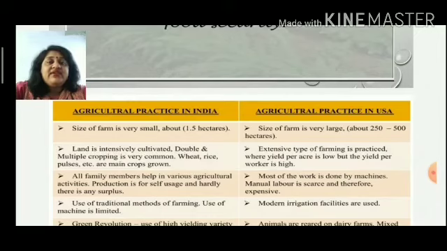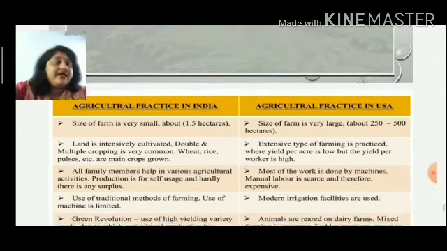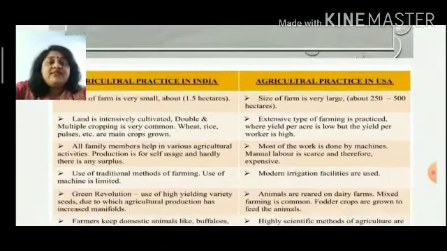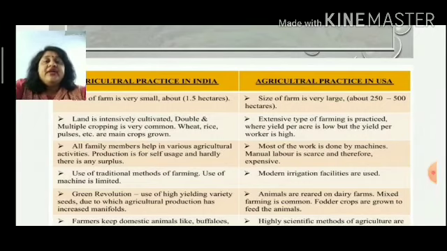Land is intensively cultivated, double and multiple cropping is very common. Wheat, rice, pulses, etc. are main crops grown. Extensive type of farming is practiced where yield per acre is low but the yield per worker is high. All family members help in various agricultural activities. Production is for self-usage and hardly there is any surplus. Surplus means extra. In India, all the family members are engaged in one activity only.